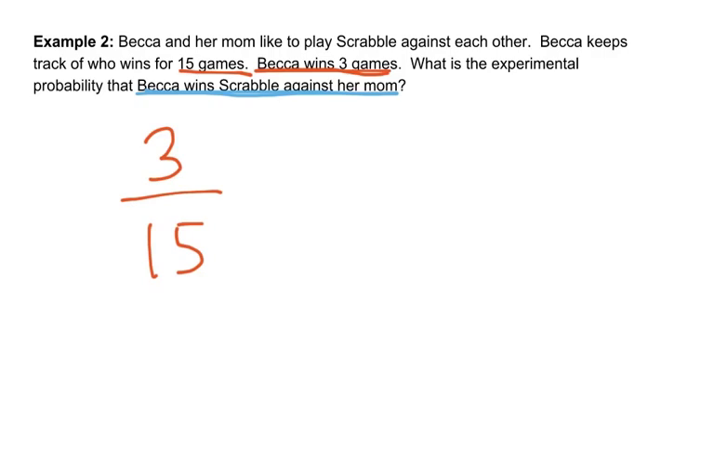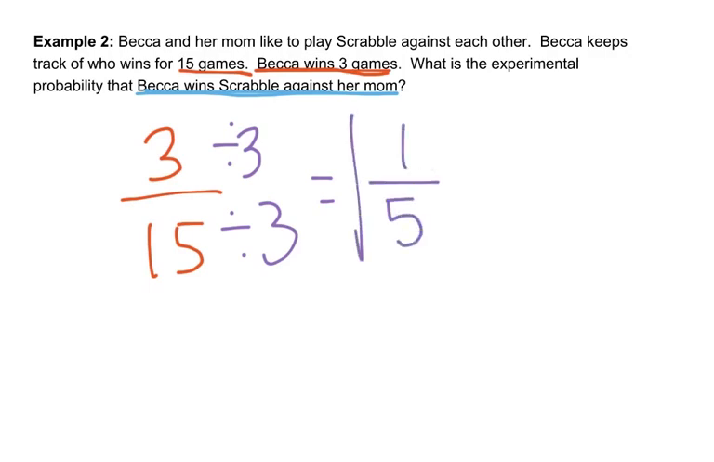We can divide both of these numbers by 3, so I'm going to do that right now. Divide by 3, divide by 3. 3 divided by 3 is 1, and 15 divided by 3 is 5. So there's a 1 in 5 experimental probability that Becca will win against her mom. And that is how we calculate experimental probabilities, guys.